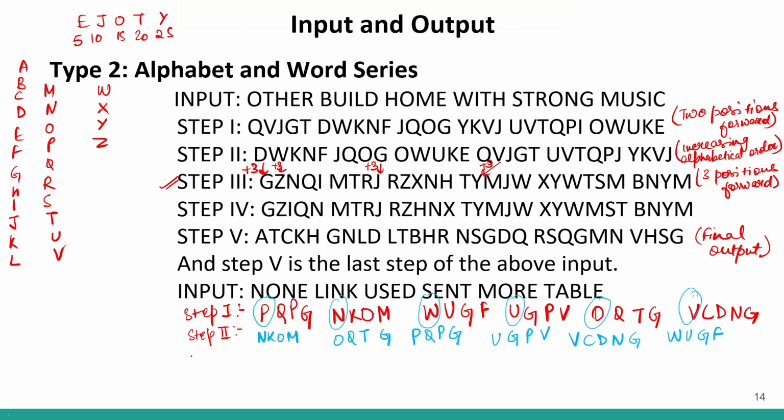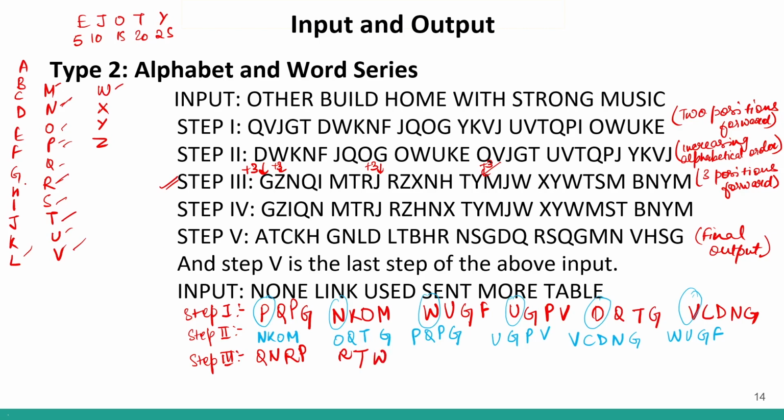So if we are moving 3 positions forward in step 3, what will I get? N will become what? 1, 2, 3. N will become Q. K will become what? 1, 2, 3. K will become N. O will become 1, 2, 3, R. M will become 1, 2, 3, P. Correct? This will change into this. Similarly, O will change again into R. Q will become 1, 2, 3, T. Correct? And T will become 1, 2, 3, W.